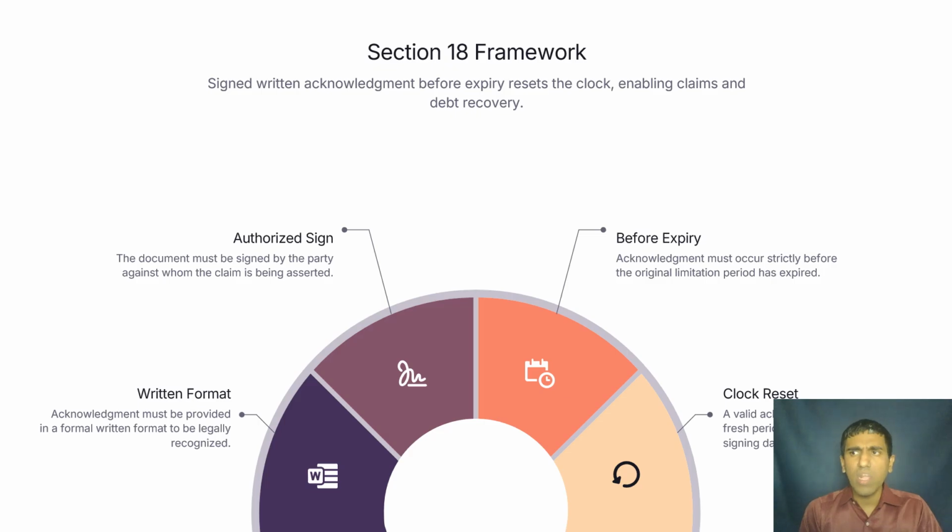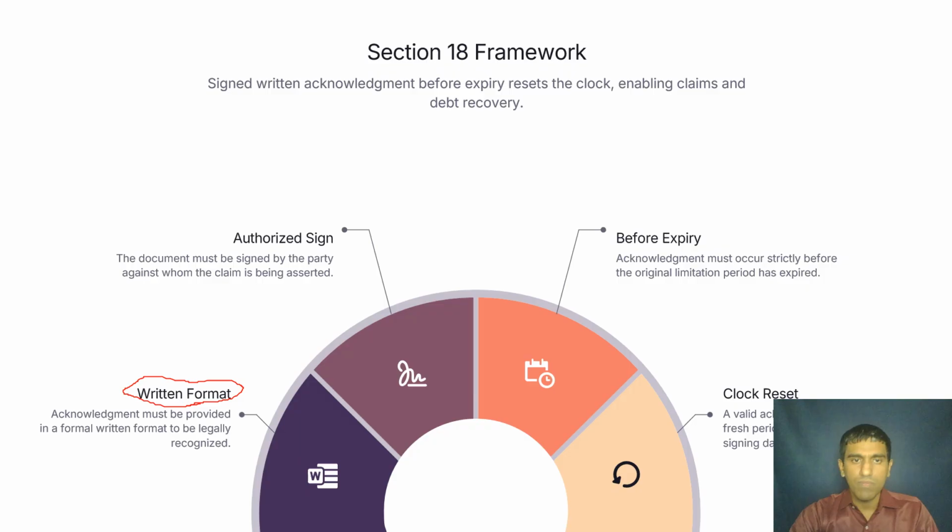So what are the requirements to ensure that such acknowledgement signed is proper? One, the acknowledgement must be written. It must not be an oral one. It has to be in a proper written format, to ensure that the court recognizes it. In law, evidence which is written, which is in printed form, is usually the evidence the court recognizes. So here also the acknowledgement has to be properly written in a proper format.